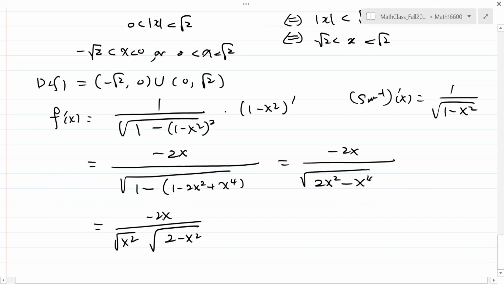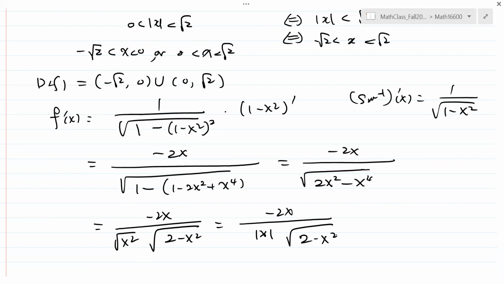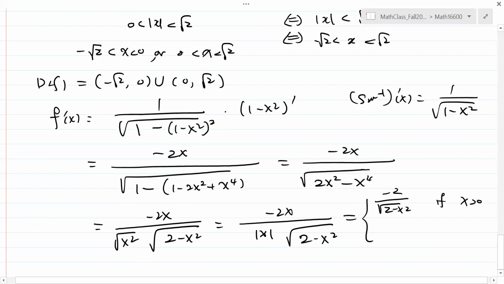The question is, I don't know whether x is positive or negative. So the only way I can do is change to get rid of the square root. Then, how can I simplify? How can I cancel x and absolute x? It really depends on the sign. When x is positive, I get negative 2 over the square root of 2 minus x squared. And if x is negative, absolute x will be negative, so it's positive 2.